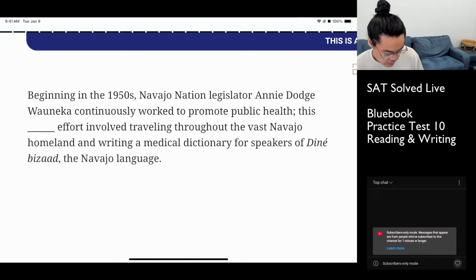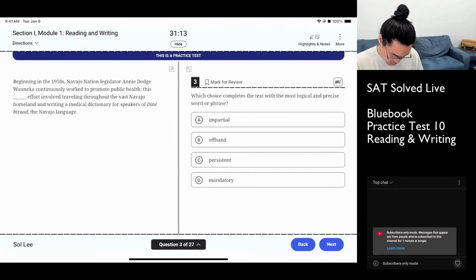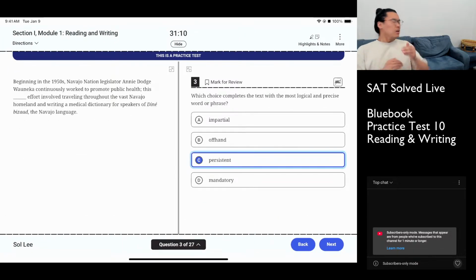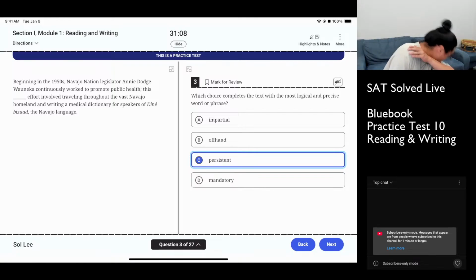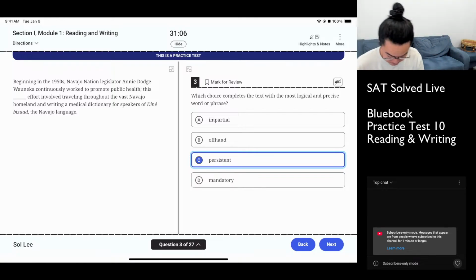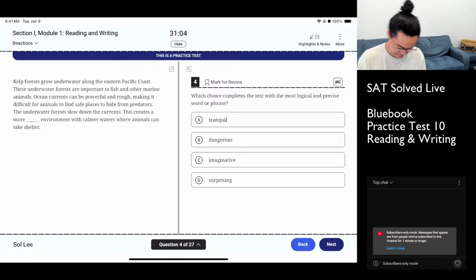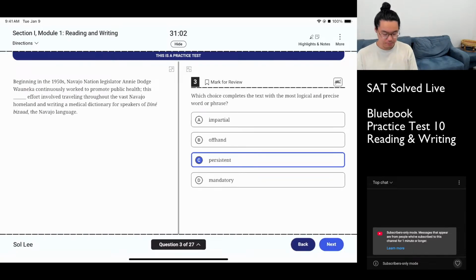Okay, number 3. Beginning in the 1950s, Dodge, Wanika, promote public health. This continuous effort, this big effort, this large effort, this persistent... Oh, excuse me, that came out really fast. Has to be persistent because it's the only one that connects to the evidence on the page, which is continuously.